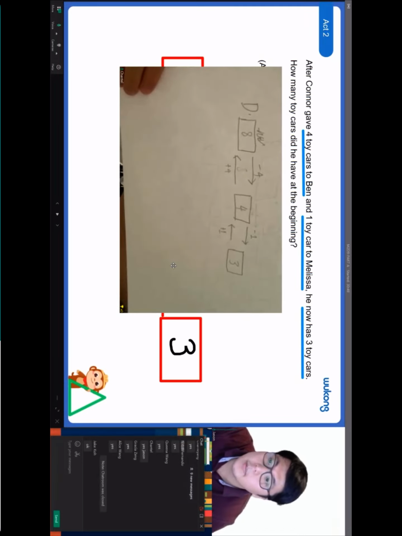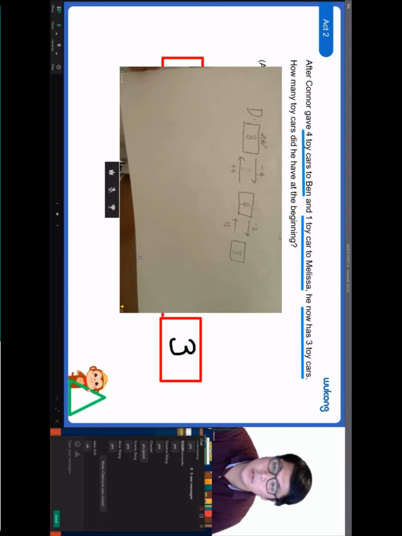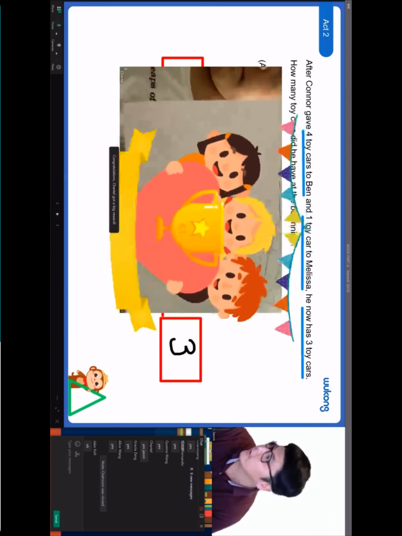Yes, the numbers are all at the top and the bottom as well. And yes, it looks good to me. Well done, Chantel. Looks very good. Thank you.